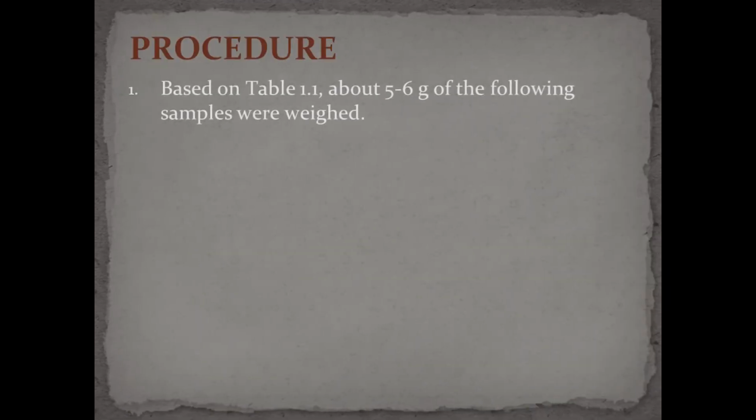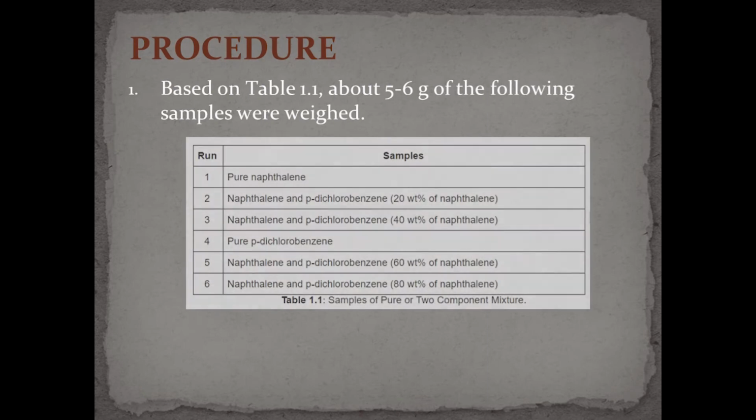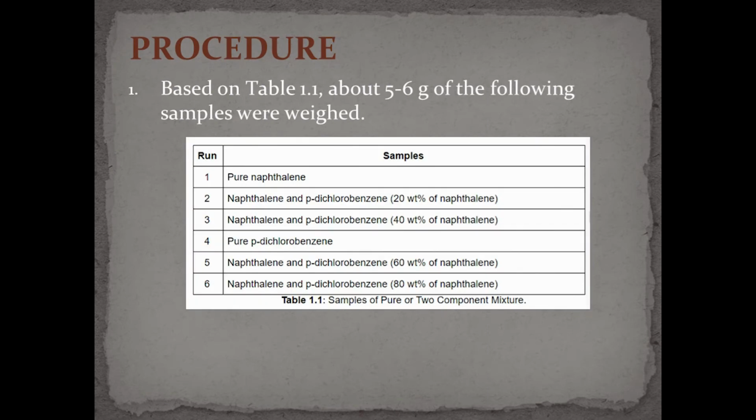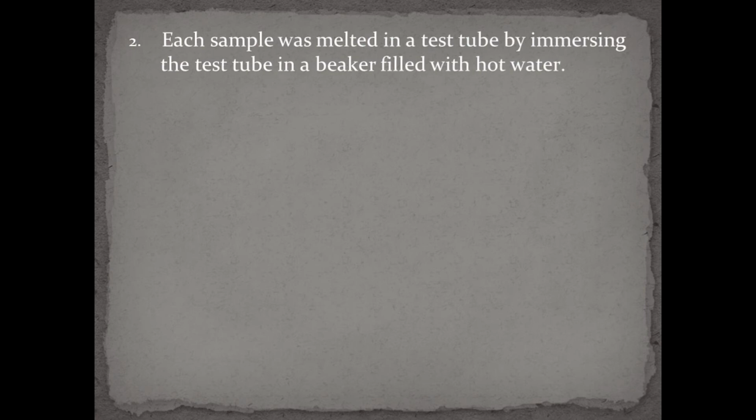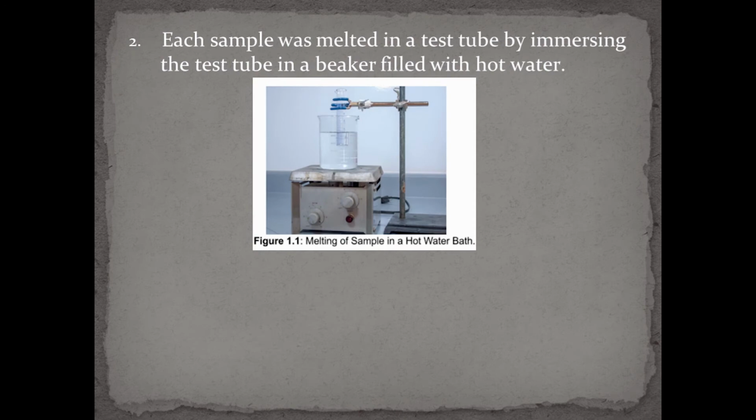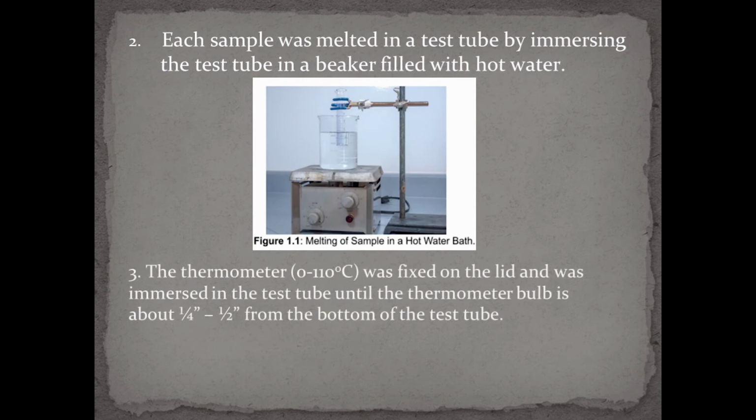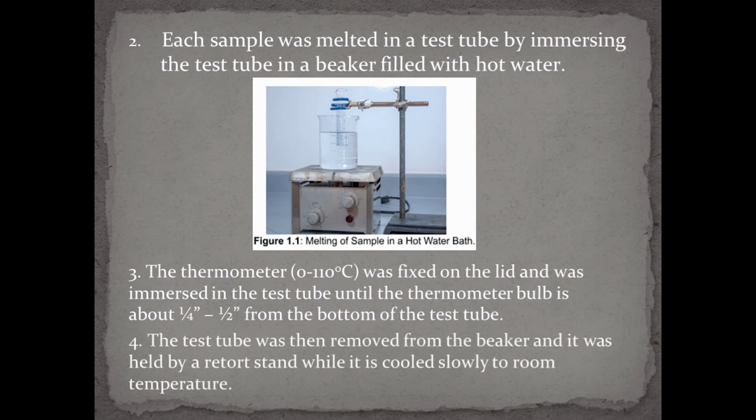Next is the experimental procedure. Firstly, based on table 1.1, about 5 or 6 grams of the following samples were weighed. Each sample was then melted in a test tube by immersing the test tube in a beaker filled with hot water. The thermometer was fixed on the lid and was immersed in the test tube until the thermometer bulb was about 1/4 inch to 1/2 inch from the bottom of the test tube. The test tube was then removed from the beaker and held by the retort stand while it cooled slowly to room temperature.